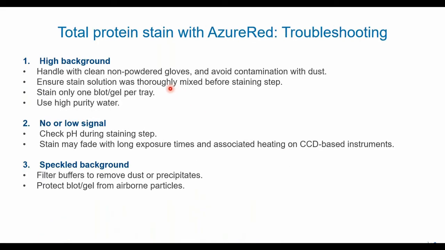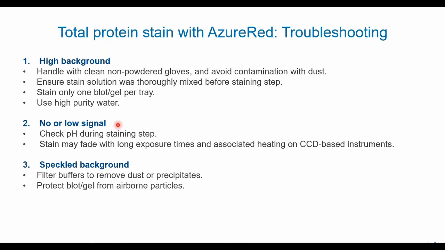Okay, right. So for troubleshooting here, like I said, this is a total protein stain, because it stains all the proteins in the lanes. So if you have any artifacts, they will be very obvious. So we highly recommend you handle with clean, non-powdered gloves, and avoid contamination with dust. And then make sure that you mix all these staining solutions properly, and do not be greedy. Stain one blot or one gel per tray. Don't put more than one blot or gel per tray just to squeeze them together. No, the staining will not be very good.